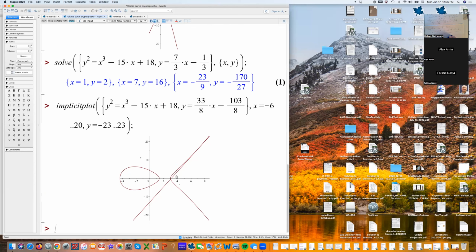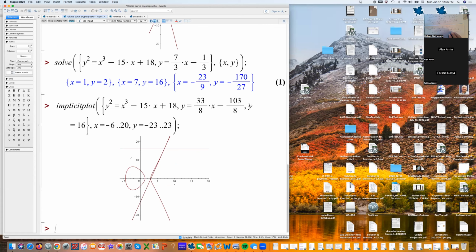Okay, here we go. So this is now the tangent line at the point (7, 16), which is here. I actually just graphed the horizontal line y equals 16. So right there, it crosses. That's right, so that's the point (7, 16). The tangent line crosses the curve at this point.